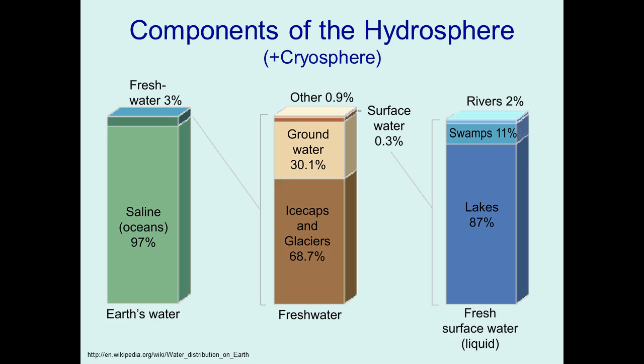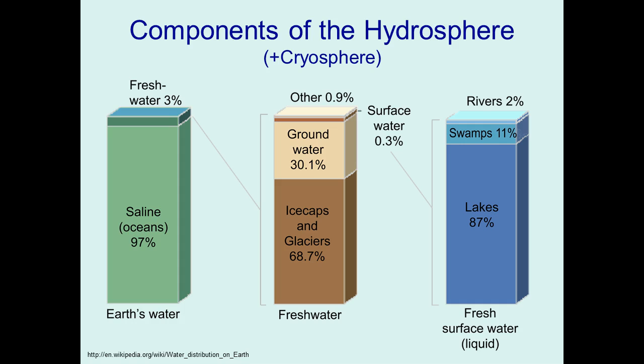Only 3% of the water on Earth is fresh water. Of this 3% fresh water on the planet, 68.7% is tied up in ice caps and glaciers. 30% is found in underground aquifers and in groundwater. If we look at how this surface water is partitioned, 87% is found in lakes. 11% is found in swamps, and 2% is found in rivers.